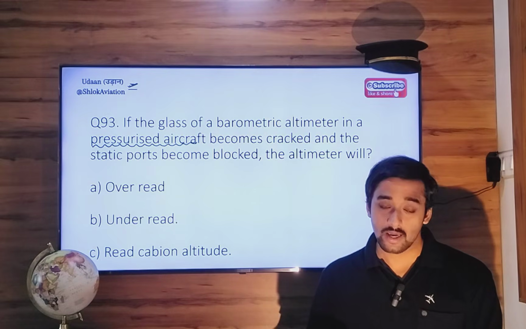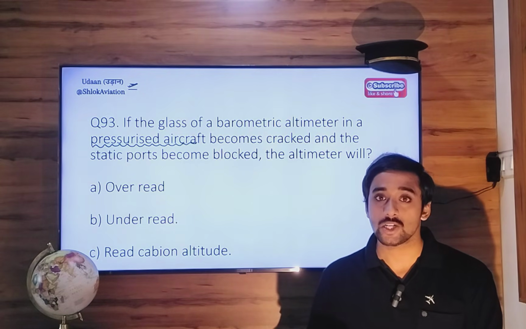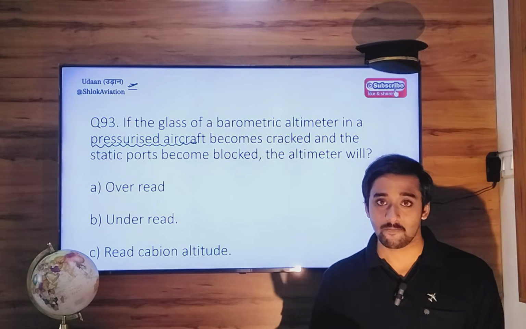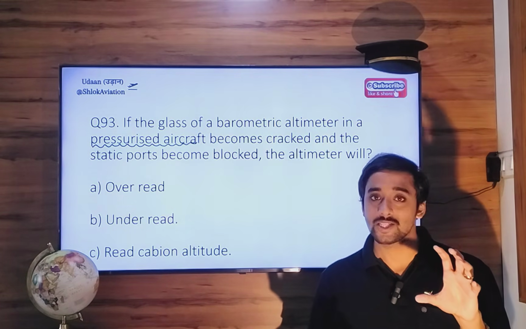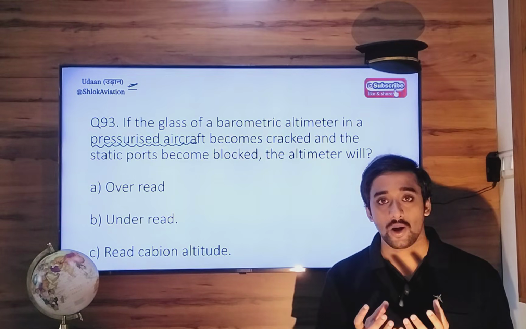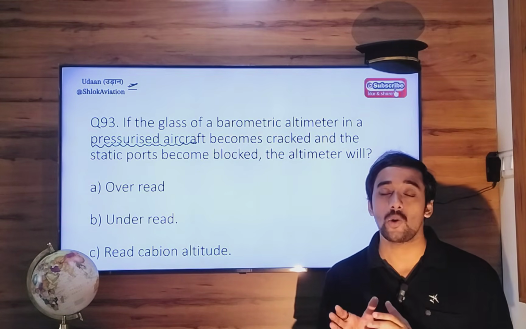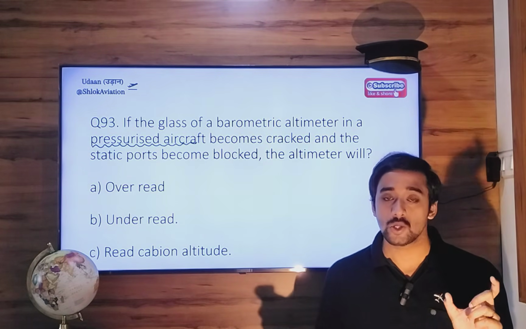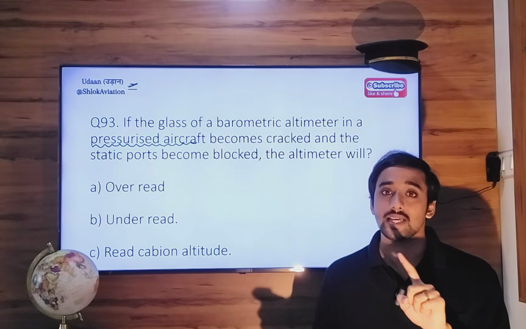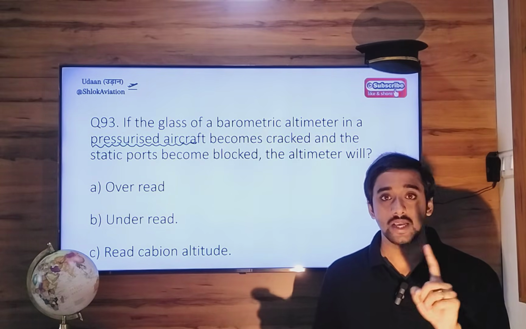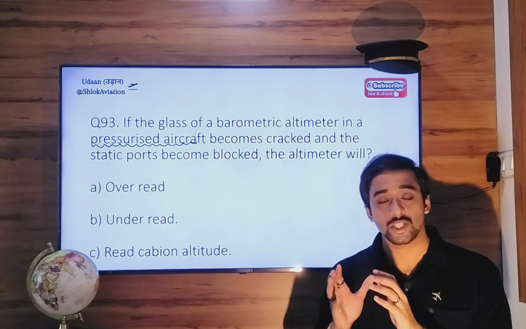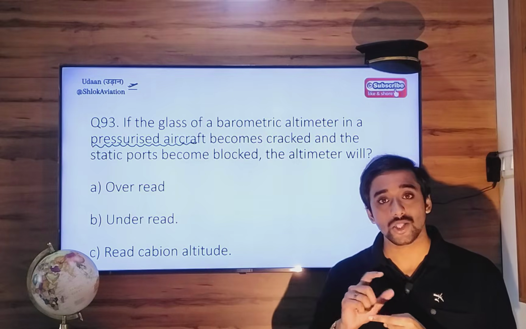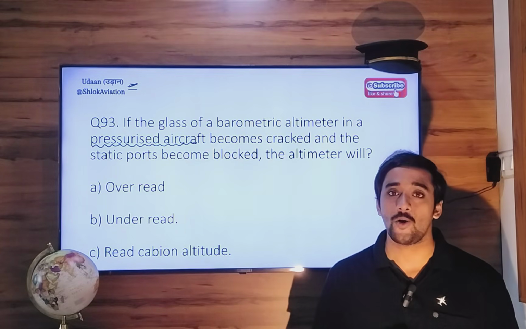So in this scenario, the only pressure that will be available to the altimeter will be the inside cabin pressure. Since the glass of this altimeter is broken, the cabin pressure in your aircraft will flow into this altimeter, and as a result the aneroid capsules will react to this cabin pressure entering the instrument. And whatever the cabin pressure is in your aircraft, the vertical distance or altitude corresponding to that cabin pressure will be shown on your altimeter.